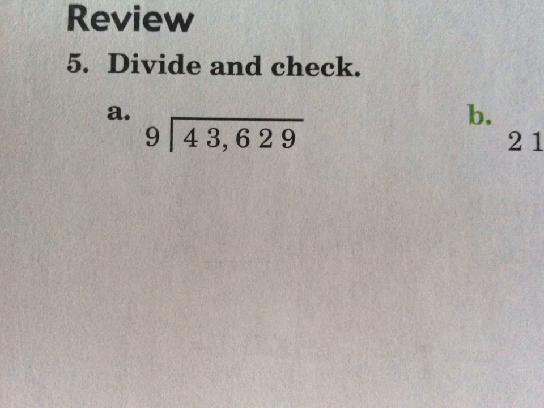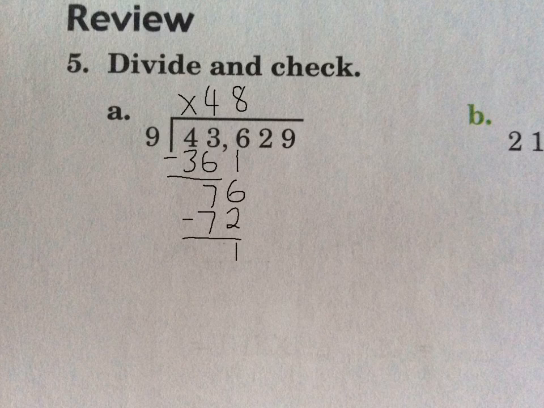Alright, we're going to do some dividing here. 9 does not go into 4, but it does go into 43. Let's try 4 times. 4 times 9 is 36. Subtract, and you get 7. Bring down the 6. How many times does 9 go into 76? Well, 9 times 8 is 72, so let's try that. Subtract, you get 4. Bring down the 2.